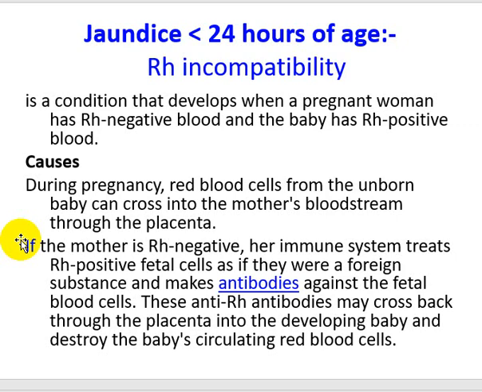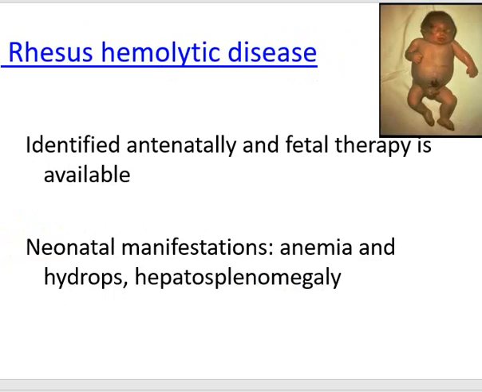These so-called Rh antibodies again will cross through the placenta into the baby, causing destruction or hemolysis of the RBC. This Rh incompatibility does not occur in firstborn babies because the mother is still not sensitized. No antibodies, or the antibodies are still not in sufficient quantity to destroy RBC. Rh incompatibility can be identified antenatally, during pregnancy, and there is therapy, maybe fetal transfusion, or fetal exchange.